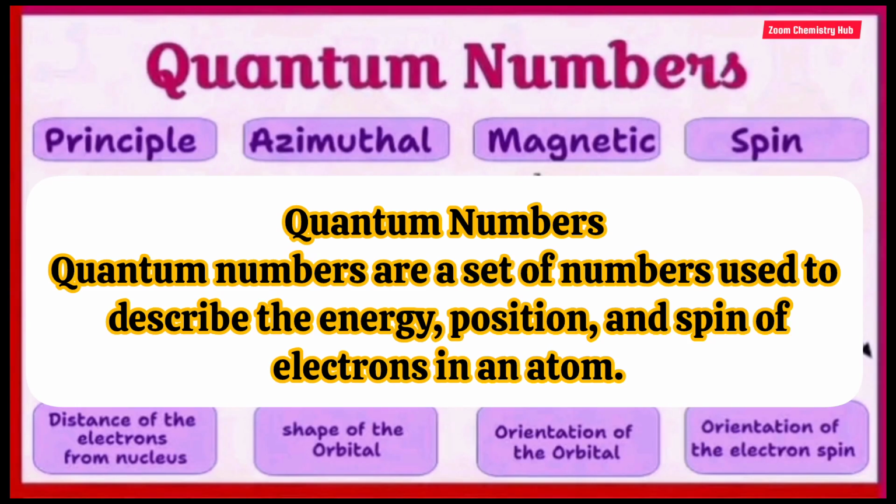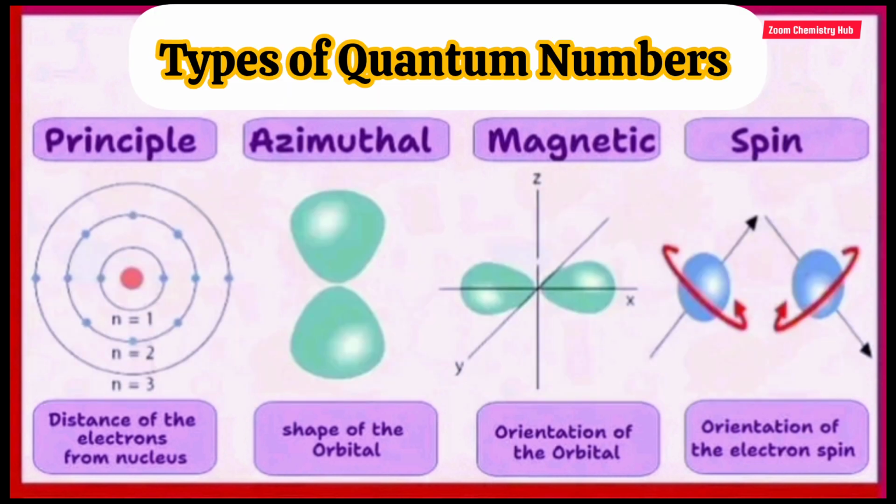Hello amazing learner. Today in this video we will discuss the quantum numbers. The quantum numbers are a set of numbers used to describe the energy, positions and spin of the electrons in an atom. Types of quantum numbers.